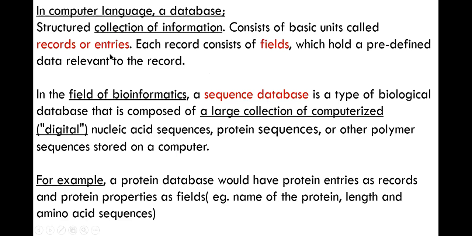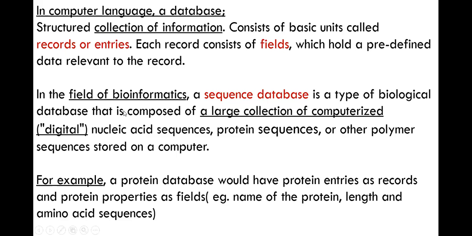It consists of basic units called records or entries. A database will have a basic unit called records or entries. And again, each record will have fields. Those fields are predefined already, predefined as to what data should be given in the output format. So the fields are predefined, and the records or entries are the basic unit. So a database consists of a collection of structured information which will have basic units of records or entries. Records or entries constitute fields.